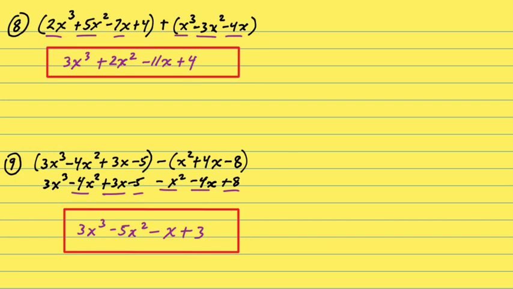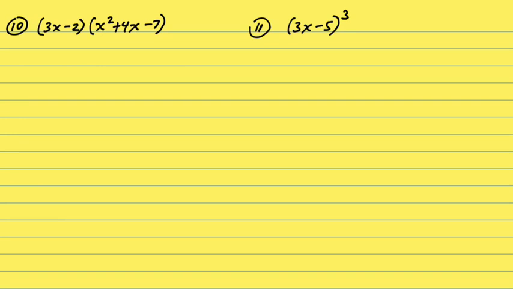Okay, we're going to go for these. We've done addition and subtraction. Now we're going to have some multiplication. So I'm going to distribute: 3x times x squared is 3x to the third. 3x times 4x is 12x to the second. 3x times a -7 is -21x.